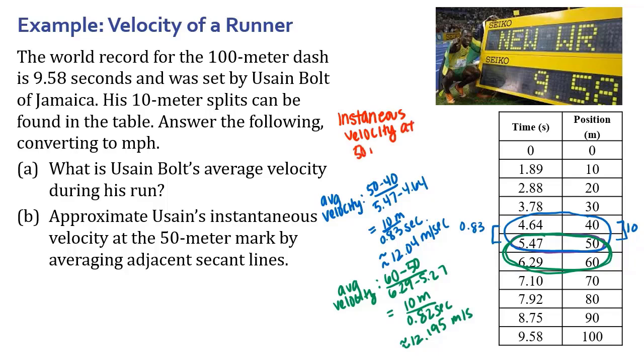So at 50 meters, that's going to be taking that 12.04 meters per second plus that 12.195 meters per second and dividing by 2 because we have two values. To find the average, you add them together and divide by how many you have. That's going to give me approximately 12.175 meters per second. So we would say his instantaneous velocity at the 50 meter mark is approximately 12.175 meters per second.